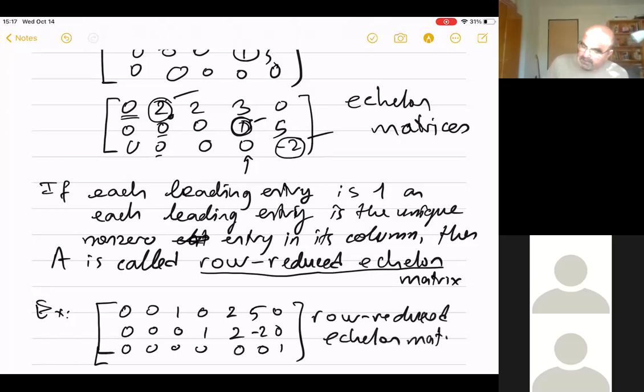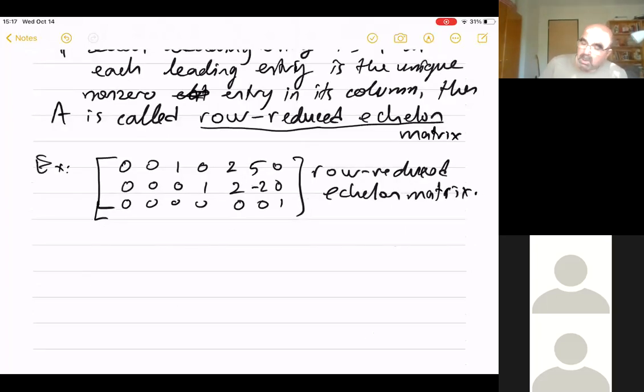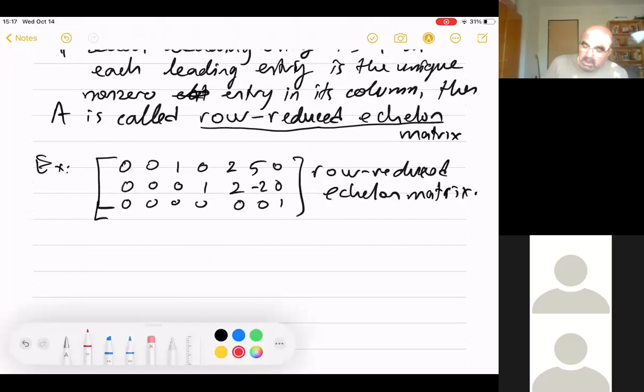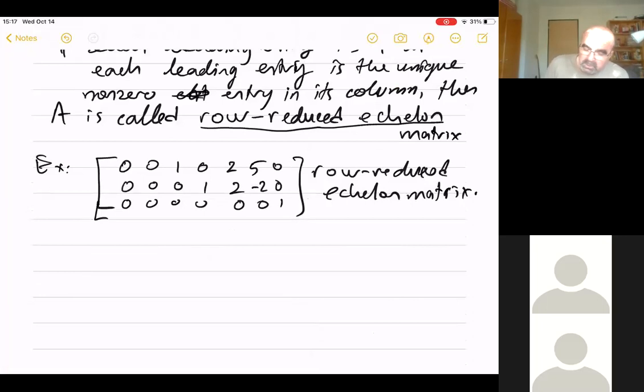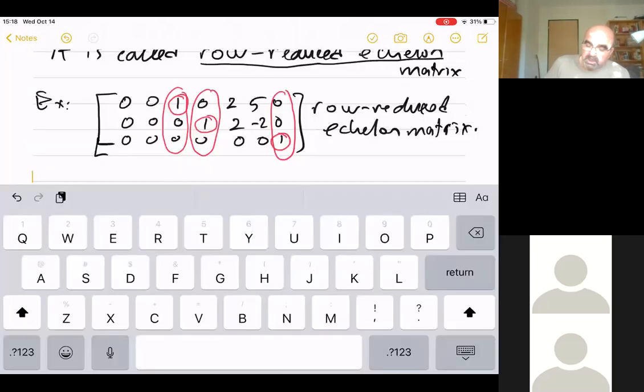The reason is that the leading entries are in the first row. The leading entry is 1. In the second row, the leading entry is 1, and it comes after the first one. And in the last row, the leading entry is 1. And in these columns, this 1 is the only non-zero entry. All the other entries are 0. Okay, this is a row reduced echelon matrix.